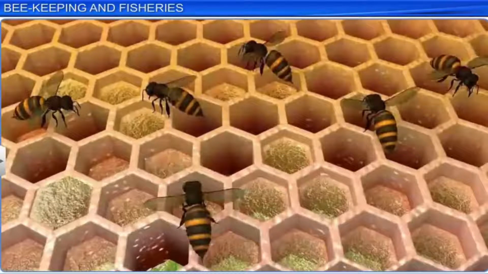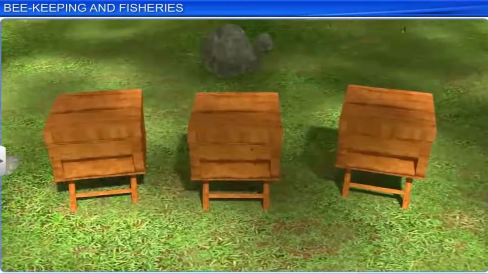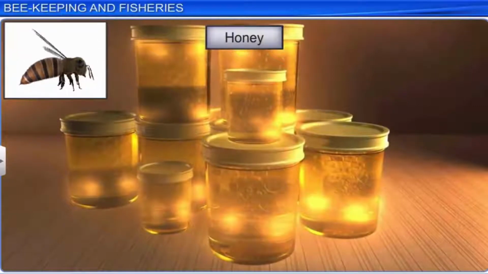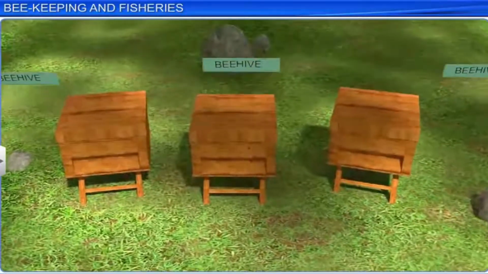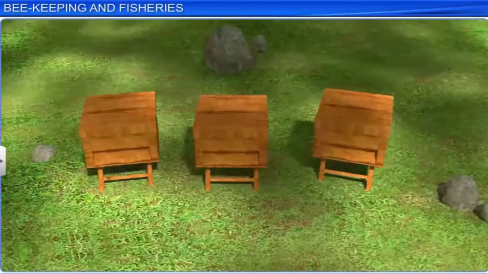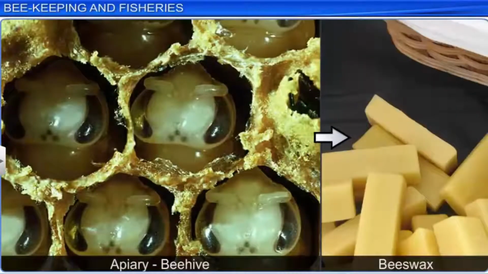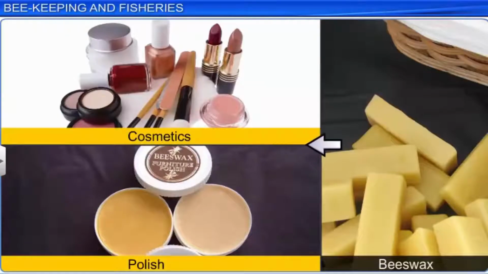Beekeeping, also known as apiculture, is the rearing of honeybees in artificial beehives called apiaries for the commercial production of honey. Honey is highly nutritious and an important constituent of several medicines. Also, the apiaries in which honeybees live and nurture their young ones are a source of beeswax. Beeswax is used in cosmetics and polish.